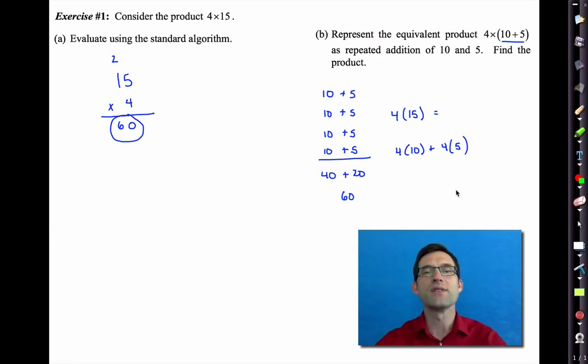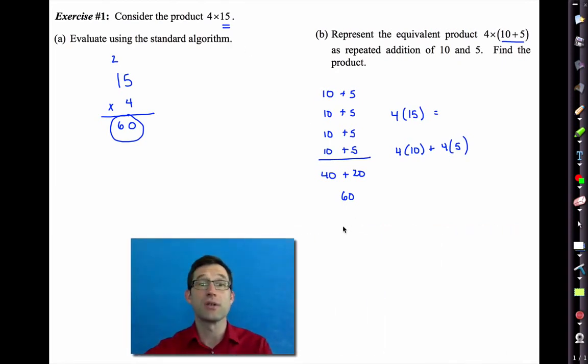And that's known as the distributive property of multiplication over addition. The distributive property of multiplication over addition. Meaning that when you multiply two numbers together, you can break one of those numbers apart and multiply each of those parts and then do the addition. 10 and 5 are just convenient. I mean, we could do 4 times 15 in a variety of ways.